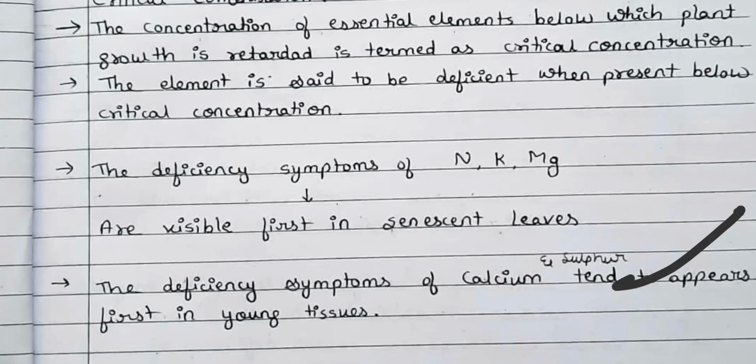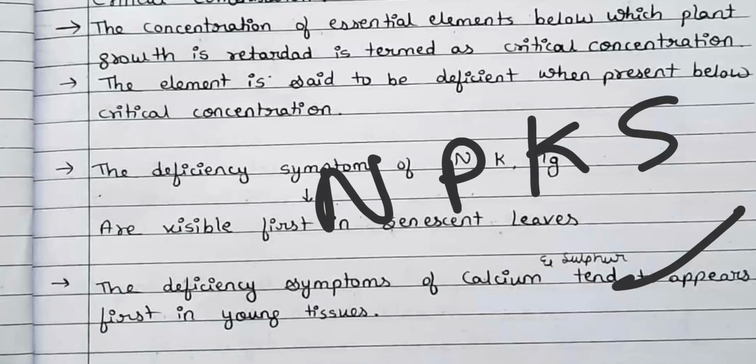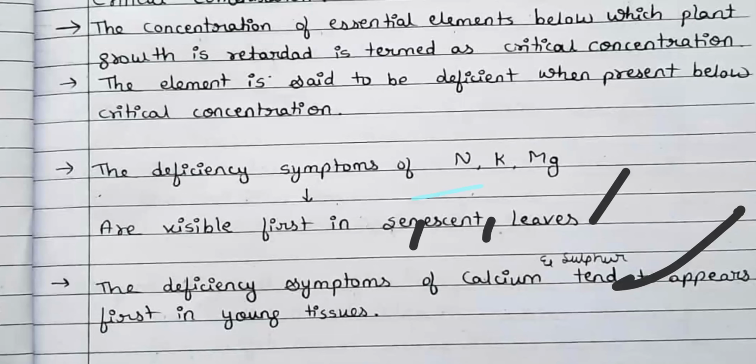Hello. Yes, speak, Jugal. Ma'am, which elements are readily mobilized? Remember NPKs: nitrogen, phosphorus, potassium, sulfur, right? These four elements are readily mobilized in a plant, which we have learned in chapter number 1, uptake of minerals.